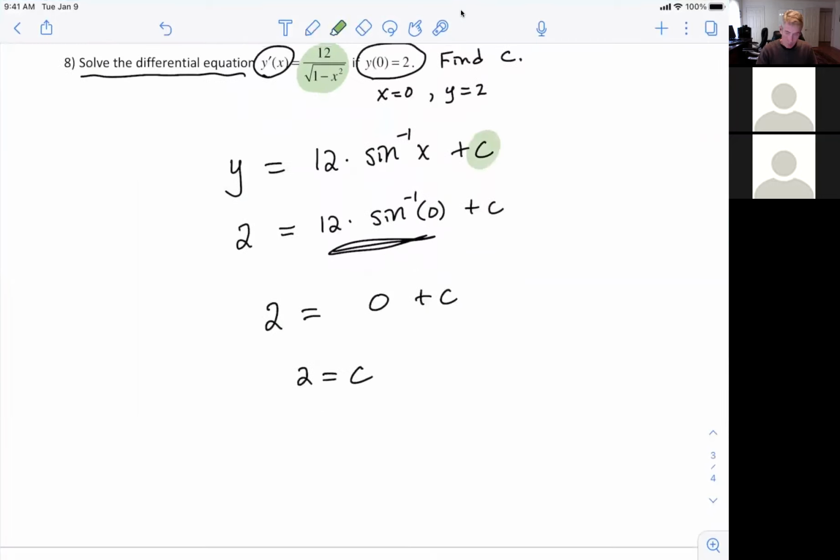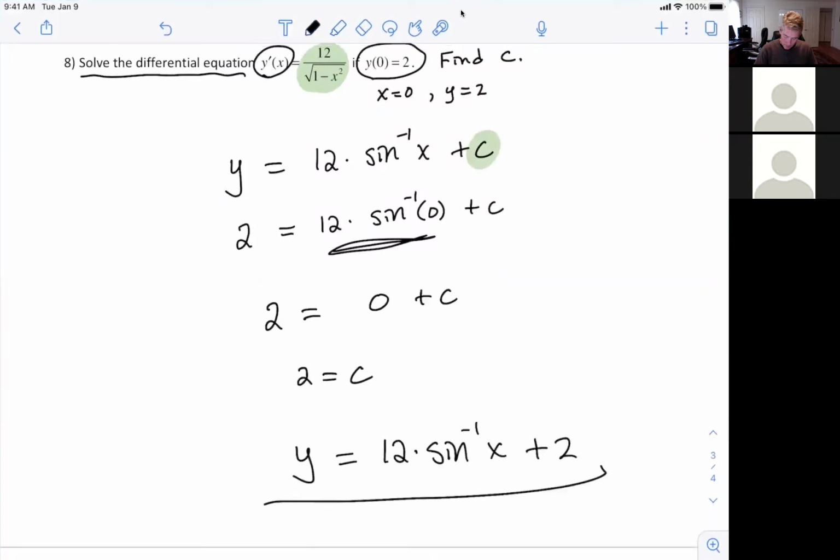And then finally, just go back and put that right here. So my final answer is 12 sine inverse of x, and then plus 2. And there is the final answer for number 8.